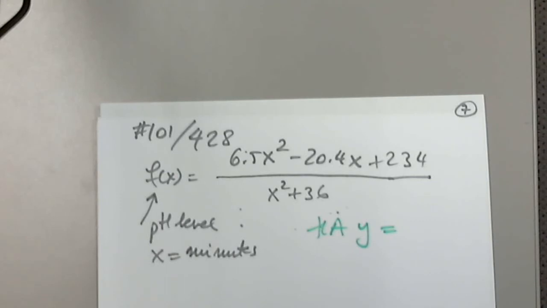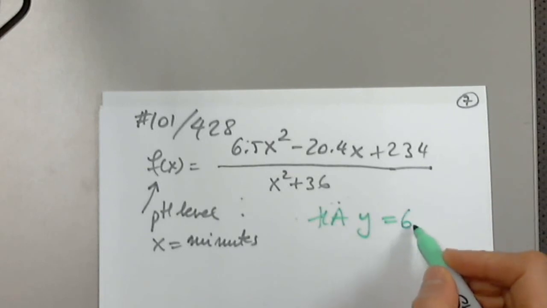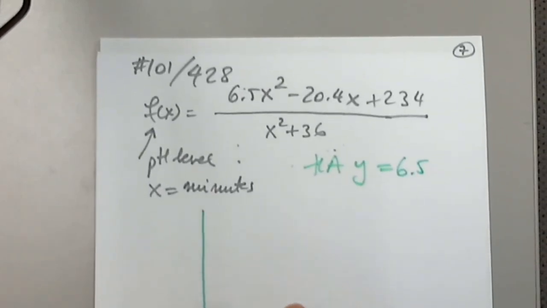Plus or minus 6. Not plus or minus. It's the same horizontal asymptote. We are not looking at functions with two different horizontal asymptotes. So it's the leading coefficient over the leading coefficient. So what is the horizontal asymptote? 6.5. Exactly, 6.5. I'm going to copy the graph.